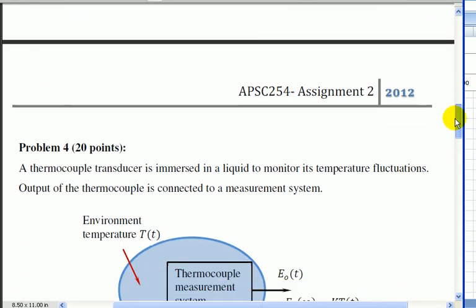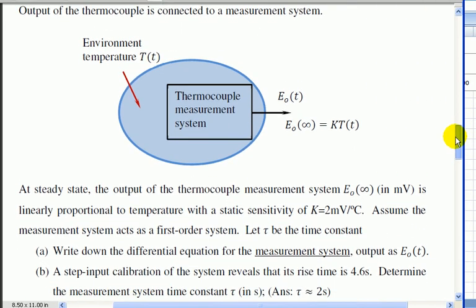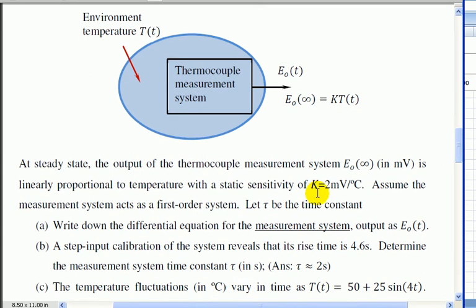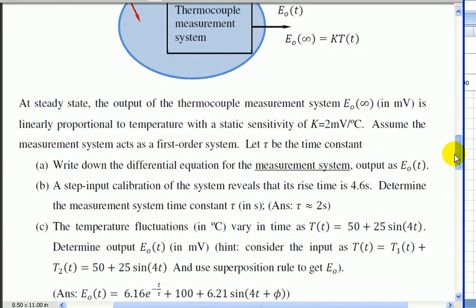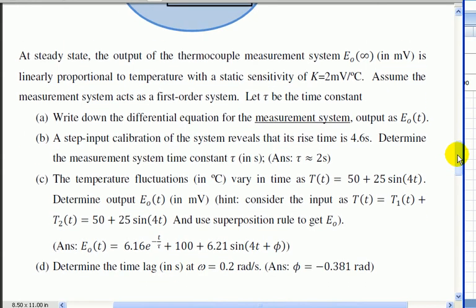Let's take a look at the fourth question. This one is a little bit long. You have a thermocouple measuring temperature fluctuation. We know it's a first order system, and the static sensitivity K is given. I want you to write down a differential equation for this measurement system. A step input calibration revealed that its rise time is this much. Determine the measurement system time constant.